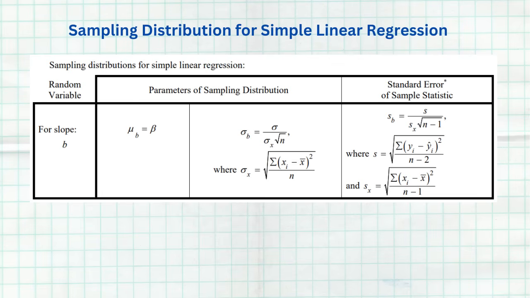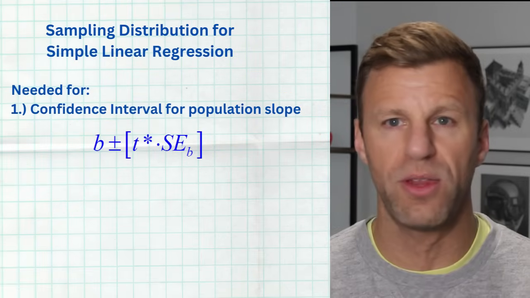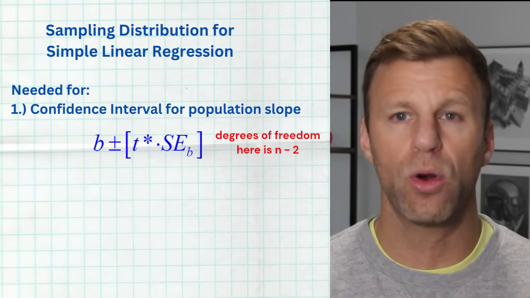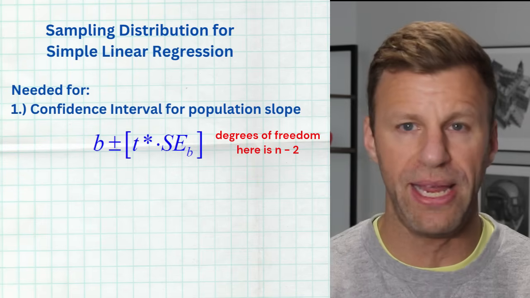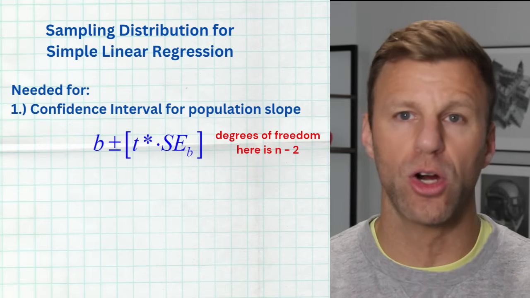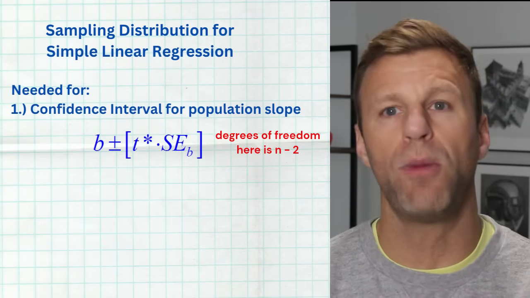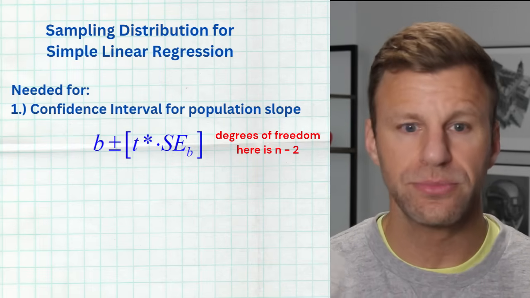Now, here is that formula. Again, it's the same generic formula for a confidence interval we talked about already. We're going to take our sample slope b, we're going to subtract our critical t star, and we're going to multiply by the standard error.